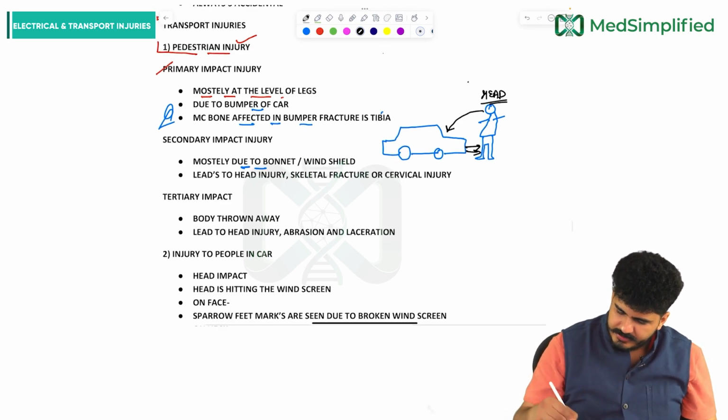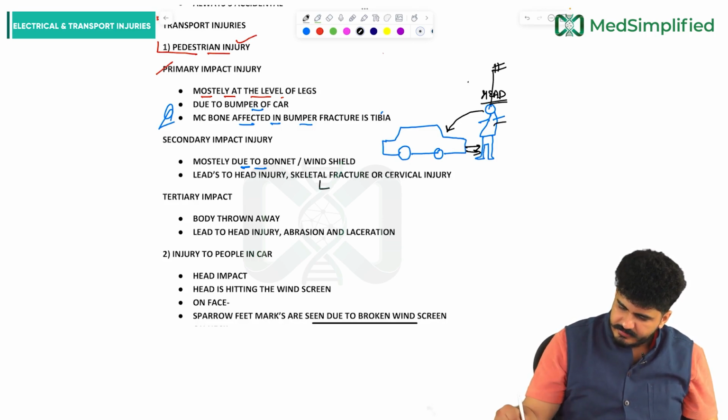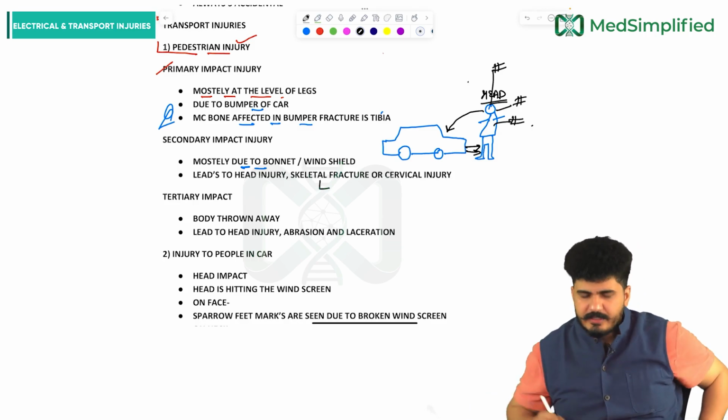It will lead to head injury. Yes, head injury will be there. Head injury, skeletal fracture, plus cervical injury will be there, sir.